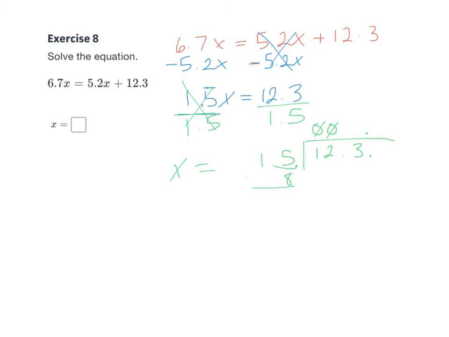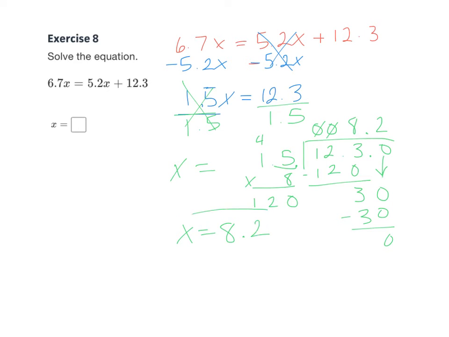Let's go. 8 times 5 is 40. 8 times 1 is 8, plus 4 is 12, so that gets me really close. 120. Subtract there, it's going to be a 3. We're going to drop down a 0. Well, this is going to work very nicely. 15 goes into 30 2 times. Alright, so we get x is equal to 8.2.